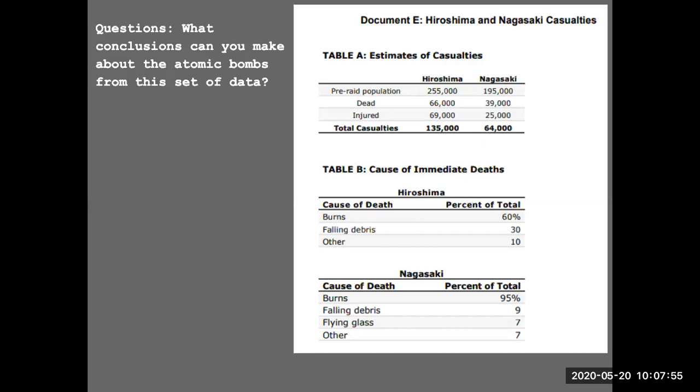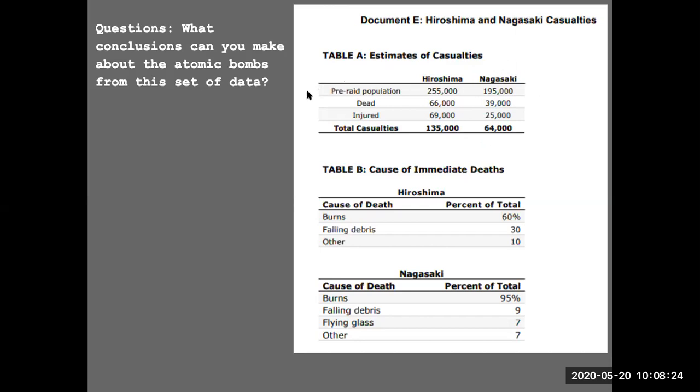This is document E, Hiroshima and Nagasaki casualties. I know this isn't a reading, but I'm going to go over the table, and here's the video to talk about it. So in table A, we have estimates of casualties. Casualties in the sense of war is both people who had died and people who were injured, and they put those numbers together. This table is broken up into two columns. We have one for Hiroshima, one for Nagasaki.